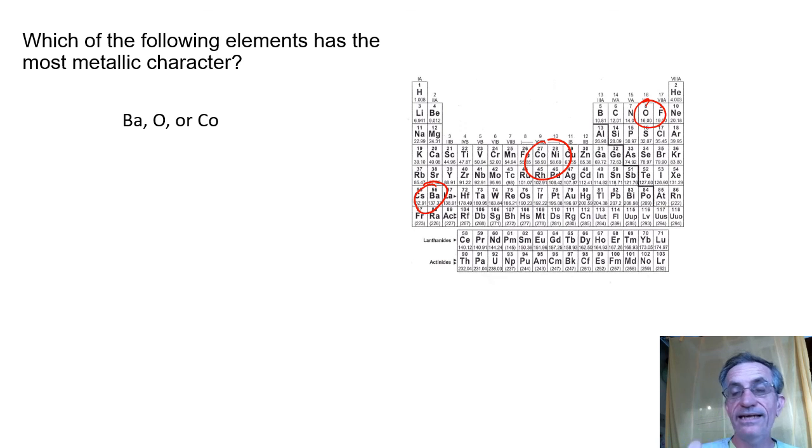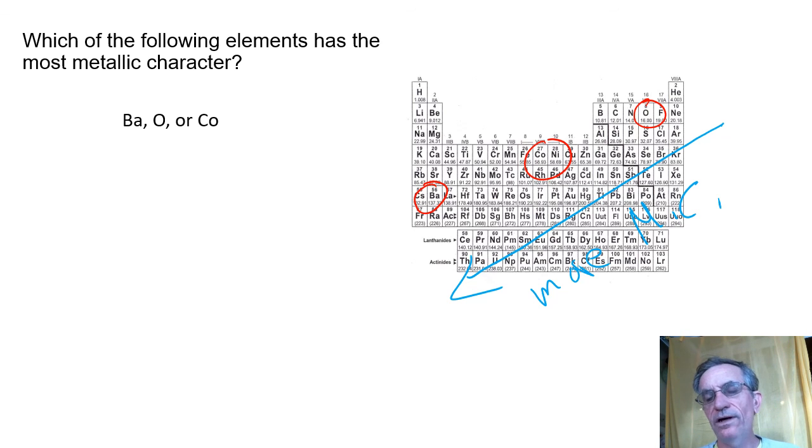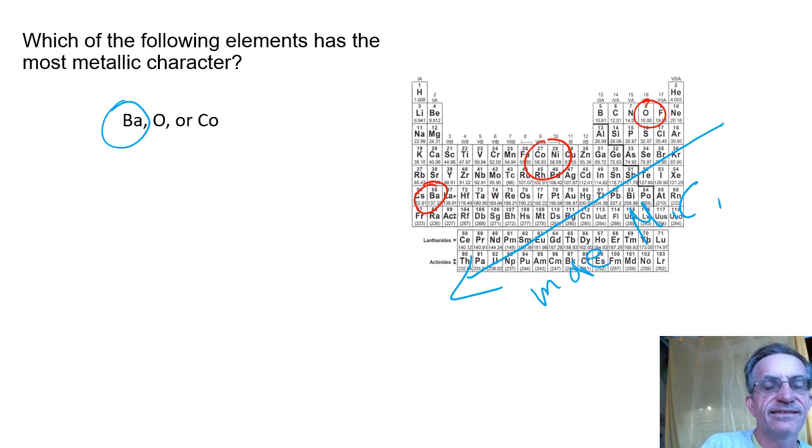Oh, how did that work again? Going over and down. Over and down, you become more metal-like, more metallic character. So the one that would be the closest to that, I guess, bottom left corner is going to be barium. It has the highest metallic character. All right, with that, I got one more pop-up question for you. Okay, hopefully you got that one right too.